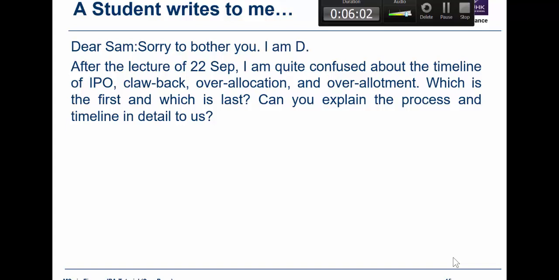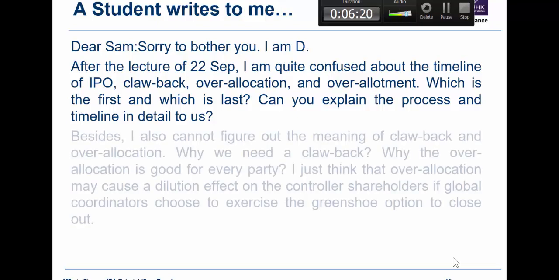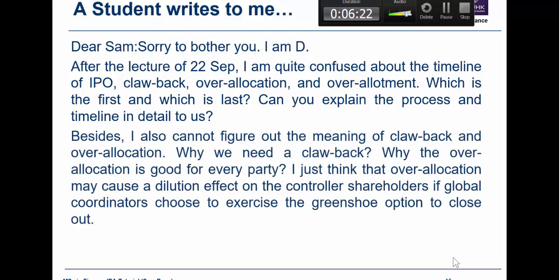I think it's very important because if you are lost here, then you're going to find the rest of the course a little bit hard. And to flip that around, if you are okay with what I'm going to tell you today, I think the rest of the course isn't really that bad. Besides, I cannot figure out the meaning of clawback and over allocation. Why we need a clawback?